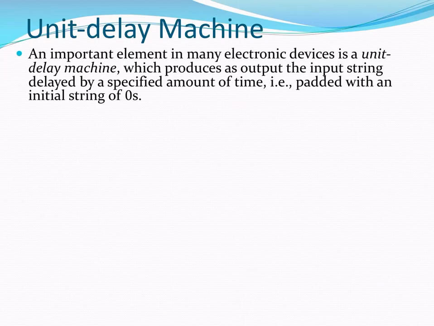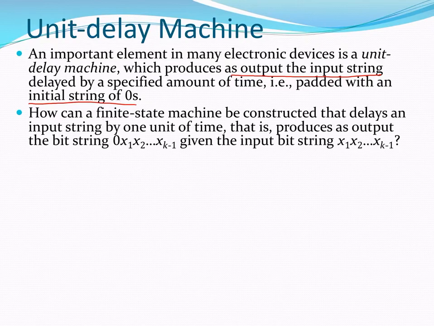Okay, so let's take a look at a type of finite state machine called the unit delay machine. Here we want to create a machine that produces the same output that has come in, but it has been padded by an initial string of zeros. In our case, we're going to only delay it by one position. So how can I produce a machine that delays the string by one unit of time or one transition? If I have an input of x1, x2, and so forth, the output looks like 0, x1, x2, and so forth.